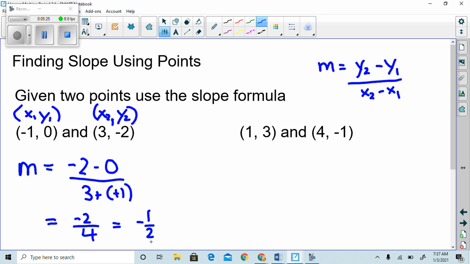Let's see that again. Slope is a ratio of rise over run. Change in the y's over change in the x's. My x2 is negative 1. I'm sorry, my y2 is negative 1 minus 3. My x2 minus my x1. Let's go ahead and simplify by adding the opposite. That gives me a negative 4 over 3. And there's my slope.